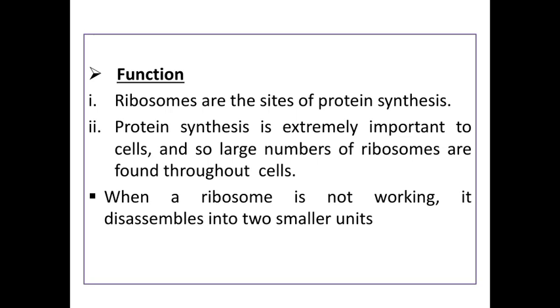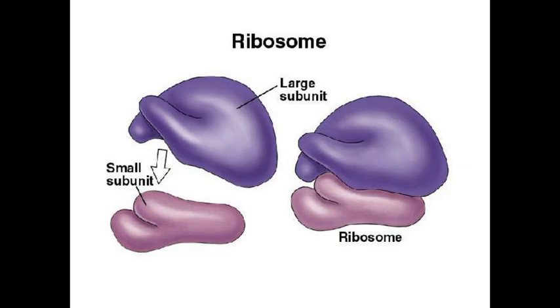Now the ribosomes have two subunits, larger and smaller subunits. When the ribosome is not working, it disassembles into two smaller units. As you can see in the diagram, there is a larger and smaller subunit. When they are not working, they disassemble from each other.